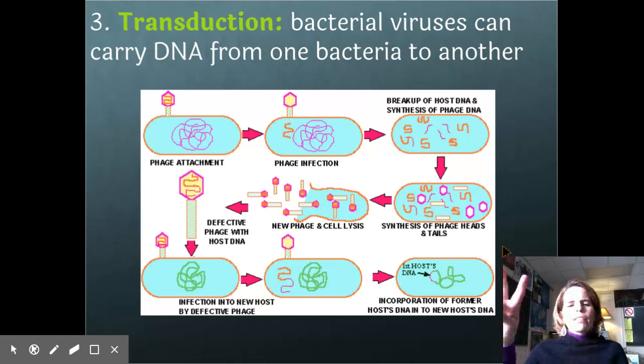That's called a defective phage or a defective virus. If that virus then goes and infects another bacteria, it'll inject the first bacteria's DNA into the other bacteria. And that's a way that the new bacteria can get new DNA. It's called transduction. It's kind of a weird thing.